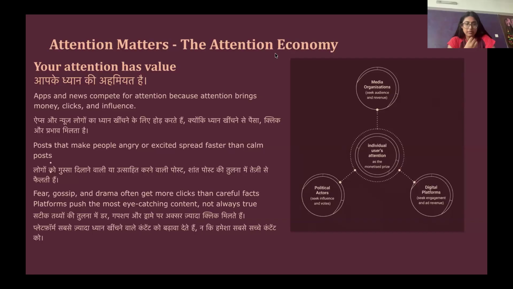And it's actually been proven that posts that make people feel extreme emotions such as anger and excitement spread faster than more calm or boring posts. And fear, gossip, and drama can often get more clicks than truthful, careful facts. And platforms tend to push the most eye-catching content, and it is not necessarily always true.